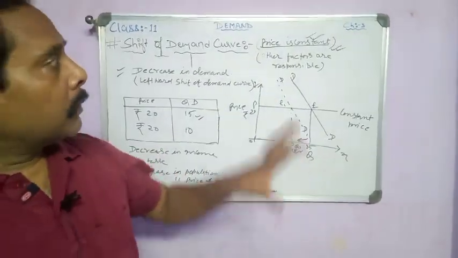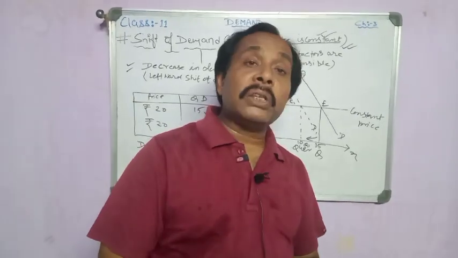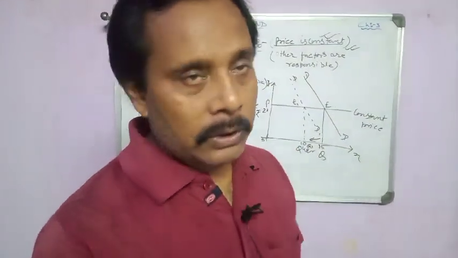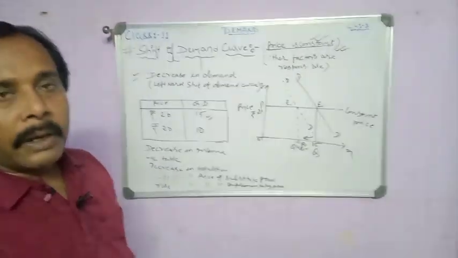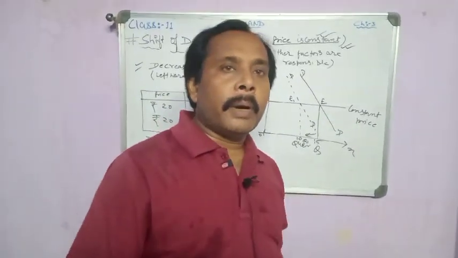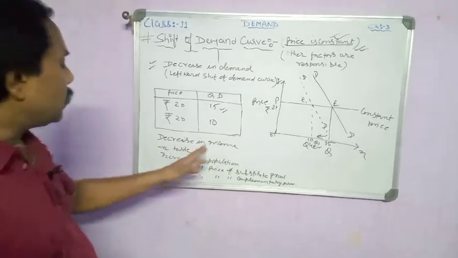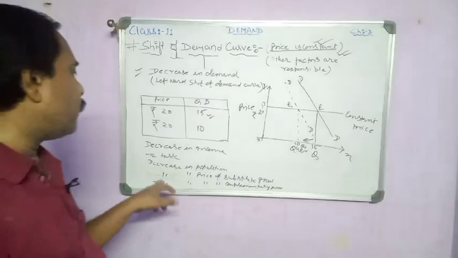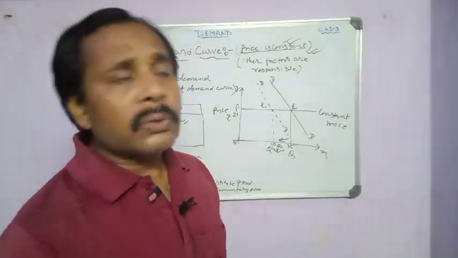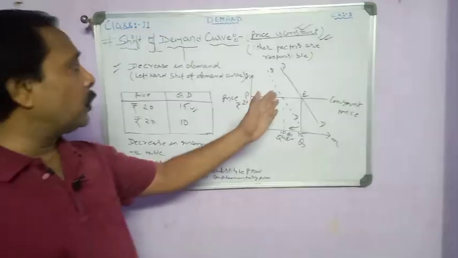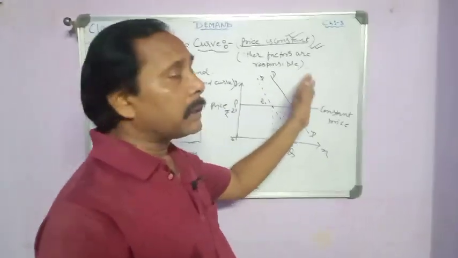So once again, the recapitulation. First, shift in demand curve happens due to change in other factors, but the price will remain constant. Second, it may be known as increase in demand or decrease in demand, or we can say the rightward shift of demand or leftward shift of demand. This happens due to change in income, taste and preference, population, the price of substitute goods, and the price of complementary goods. Any factor is responsible for changes, and due to that the demand curve will shift leftwards or rightwards.